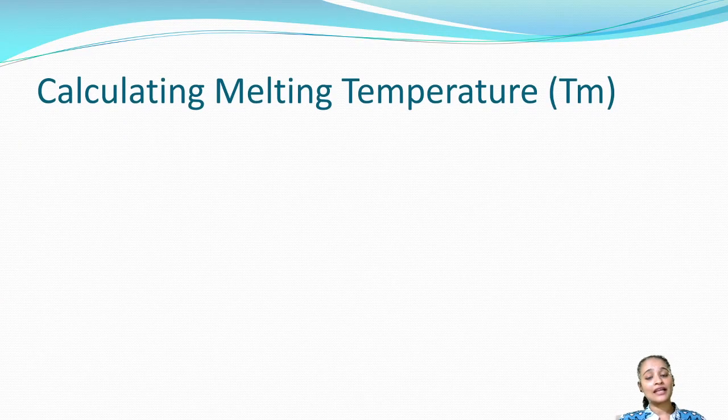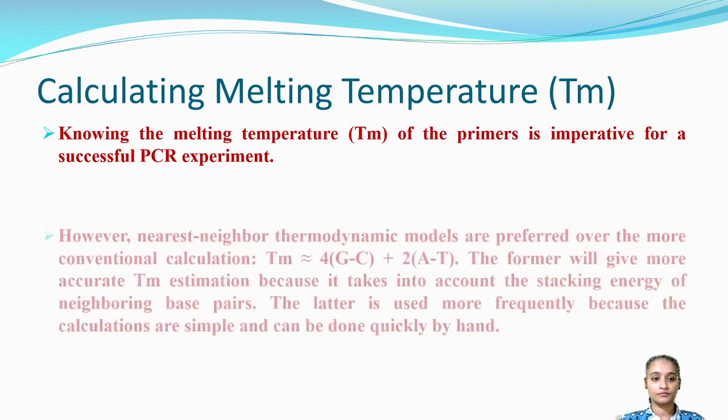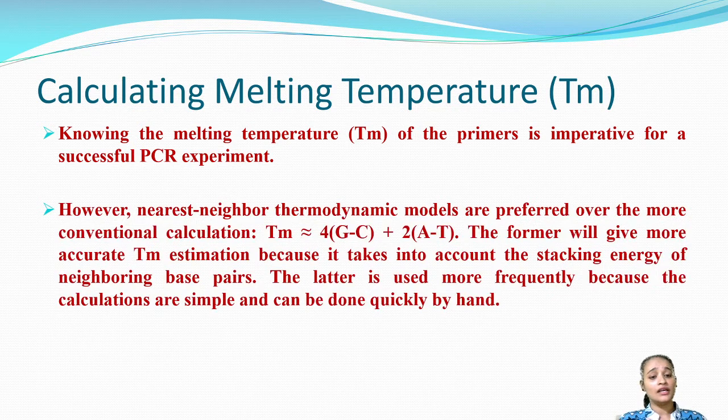Now, how to calculate the melting temperature for your primer? Knowing the melting temperature of the primers is very imperative for a successful PCR experiment. However, nearest-neighbor thermodynamic models are preferred over the more conventional calculation, that is Tm = 4 GC, that is guanine and cytosine, plus 2 AT, that is adenine and thymine. The former will give a more accurate Tm.